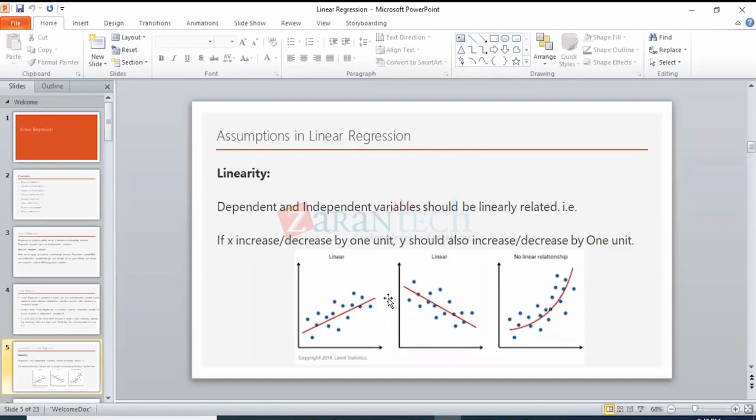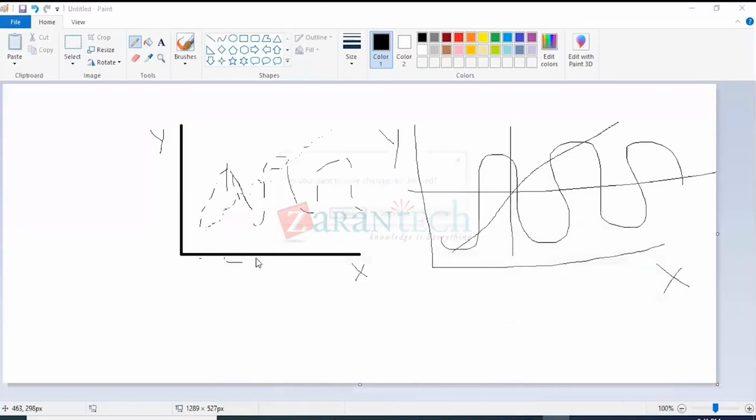Not clear about the last one, because even here, as x is increasing, y is increasing. Okay, so let me give you an example.